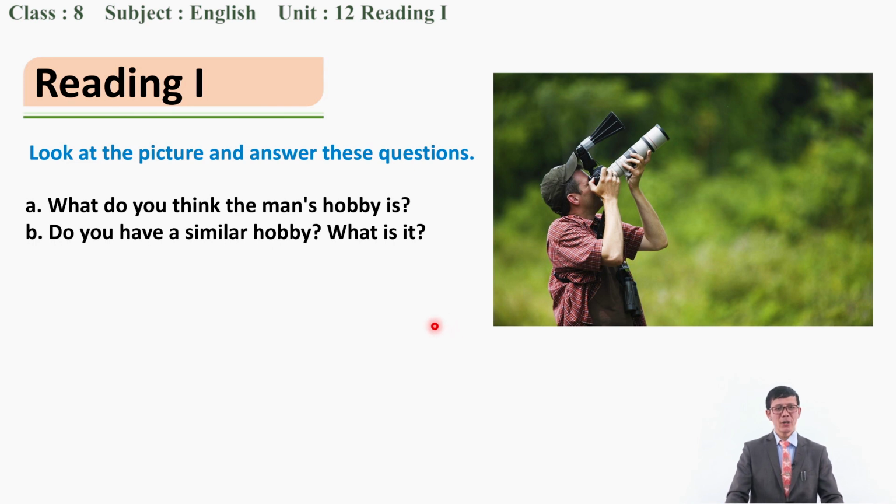Now, having watched this video clip and discussed some of the pictures, you might have guessed what we are going to discuss today. Have you guessed? Very good. So in today's Reading 1, in this part, we are going to discuss Nepal's birdman. But before we read about the birdman, let us have a look at this picture.